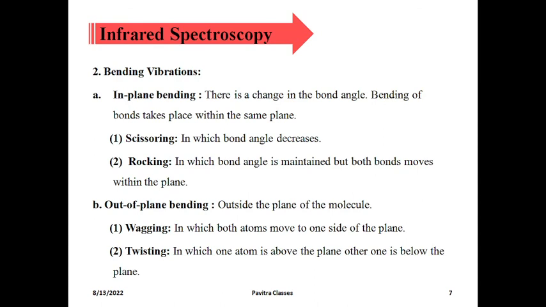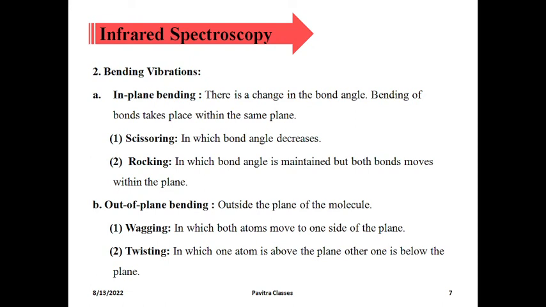Next is bending vibration. As I told, it involves a change in the bond angle. The bond angle will be altered in the bending vibrations. In this, there are in plane bending and out of plane bending classes. In plane bending has two subclasses: one is scissoring and one is rocking. In the out of plane bending, two are there: one is wagging and one is twisting.